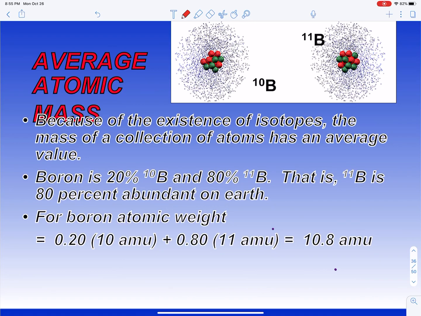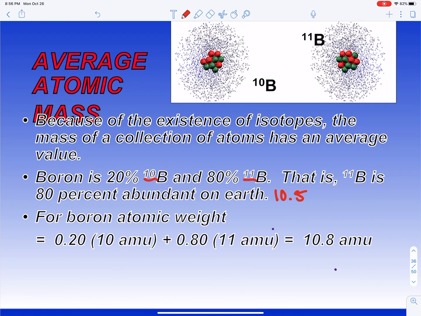So let me explain the difference between a weighted average and a straight average. A straight average is what you're used to, where you take numbers and you add them together and divide by how many you have. So for example, if I was looking at boron 10 and boron 11, with a straight average I would just add the two numbers together and divide by 2, and you would get 10 and a half. That's saying with boron 10 and boron 11, I have equal amounts.